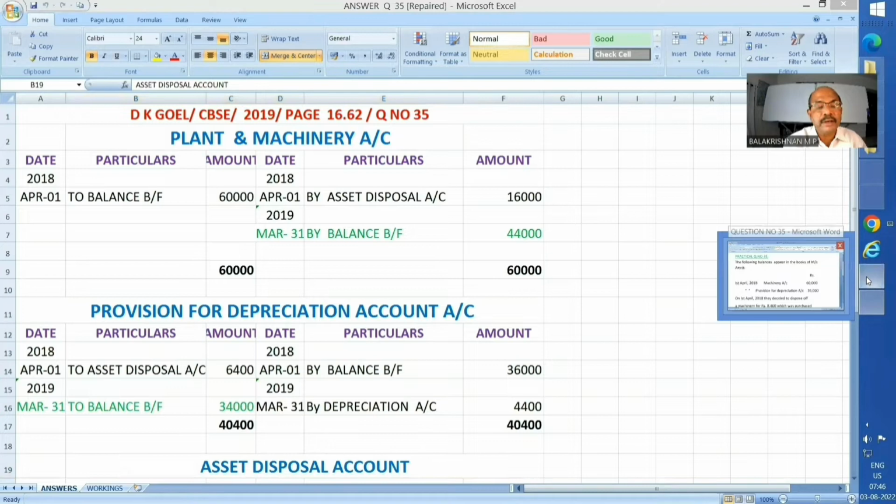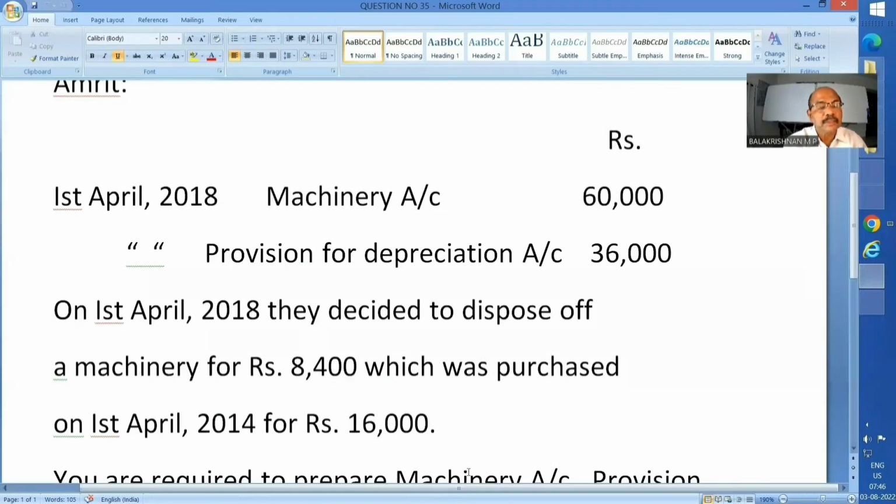Fine. Next, they say on 1st April 2018, they decided to dispose of a machinery for rupees 8,400, which had been purchased on April 1st, 2014 for rupees 16,000. It means a part of the main assets purchased on the very first day of 2014 has been disposed of. Since it is disposed of on the very first day, we don't have to calculate any pending depreciation for the current year.